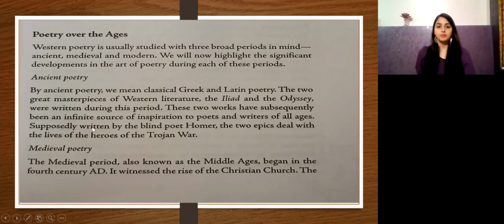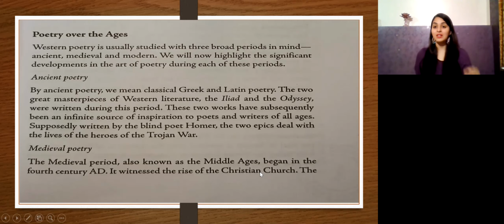And then, supposedly written by a blind poet, the two epics deal with the lives of the heroes of the Trojan War. Now, who wrote it? It was supposedly written by, meaning through many sources of information, it is said to be written by a blind poet.